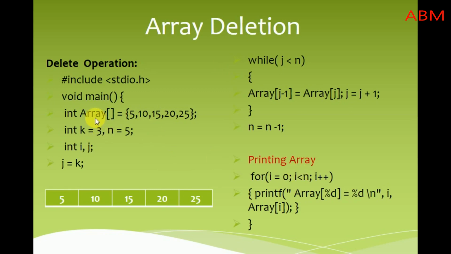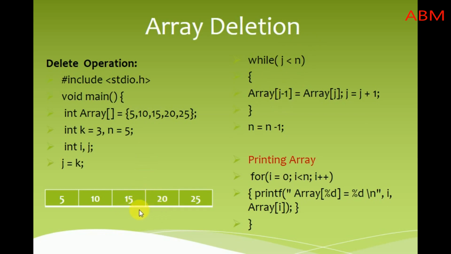Let's check the program. It is the same array having 5 elements, and we are initializing k with 3, and total n is equal to 5. Okay, and I'm initializing j from k because I will directly go to 3. Okay, k is equal to 3, 0, 1, 2 and 3. I will directly go to here. Okay, j is less than n. Yes, j is 3 and n is equal to 4, so it is less than n.